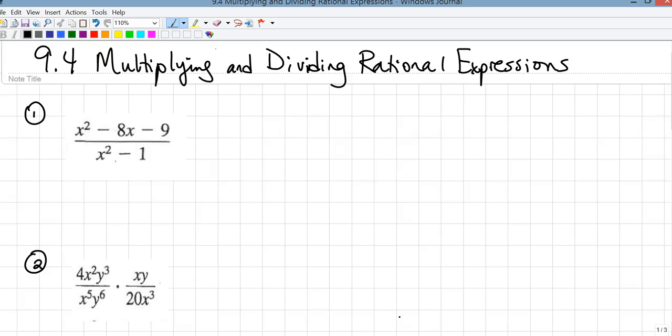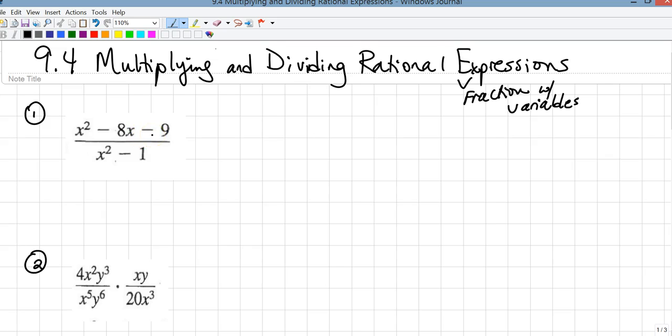Today we're going to learn to simplify what's called a rational expression and also multiply and divide rational expressions. First I'm going to show you how to simplify a rational expression. A rational expression I consider to be a fraction with variables everywhere. Rational means can be written as a fraction. So a rational expression is going to be a fraction with variables in the numerator and the denominator.